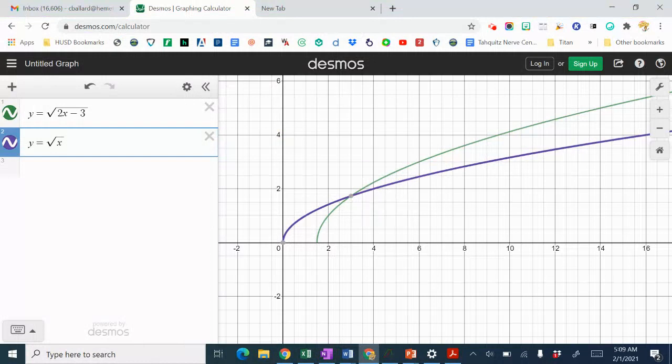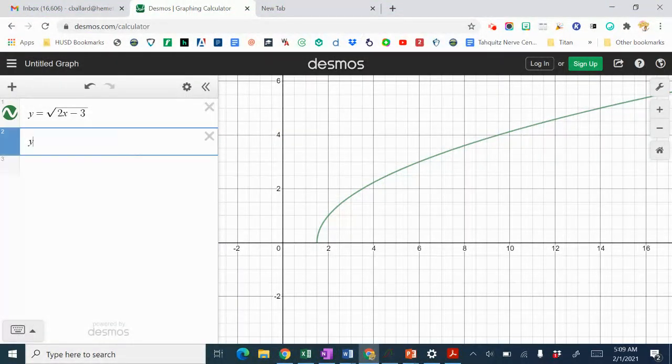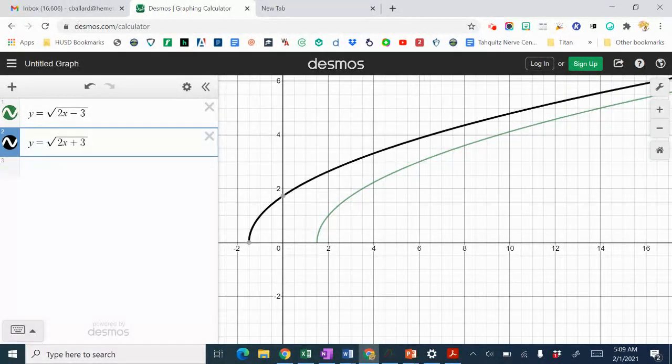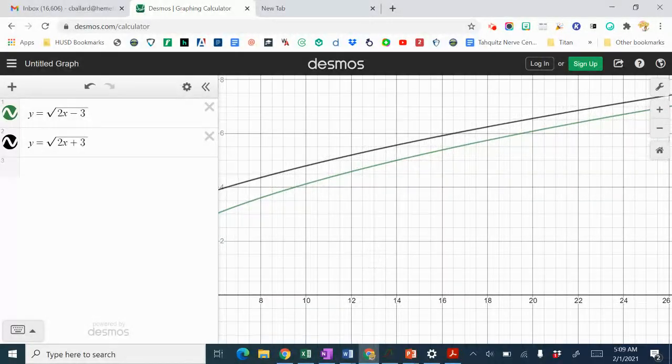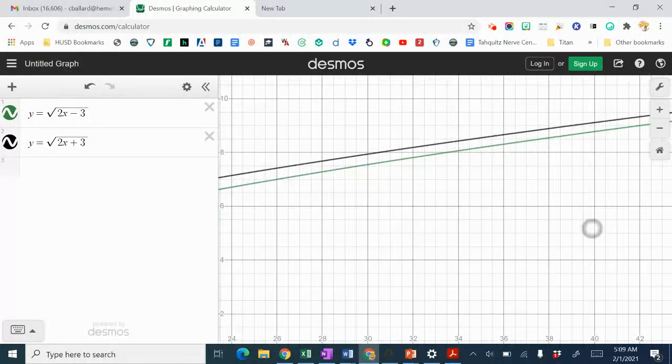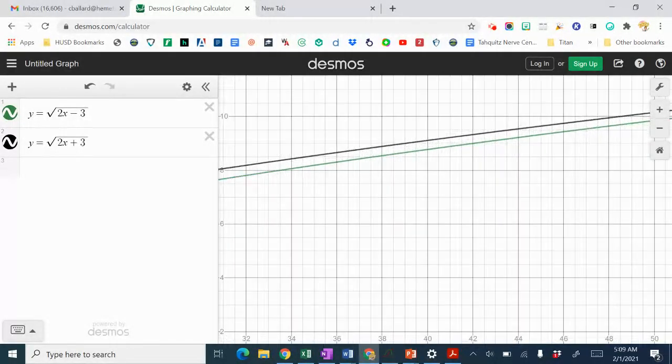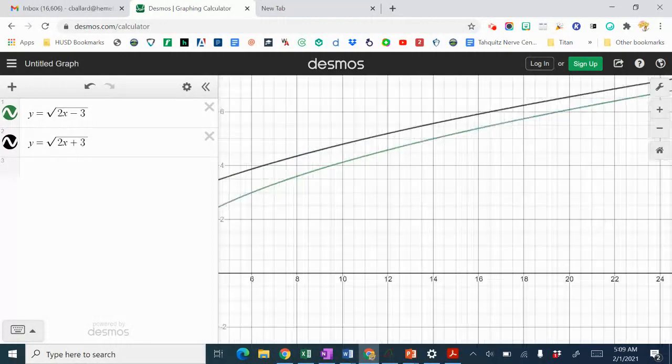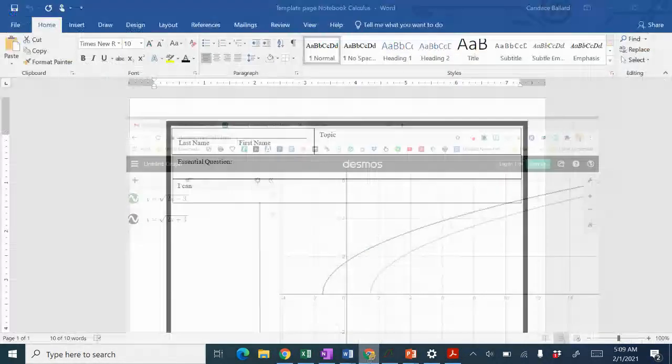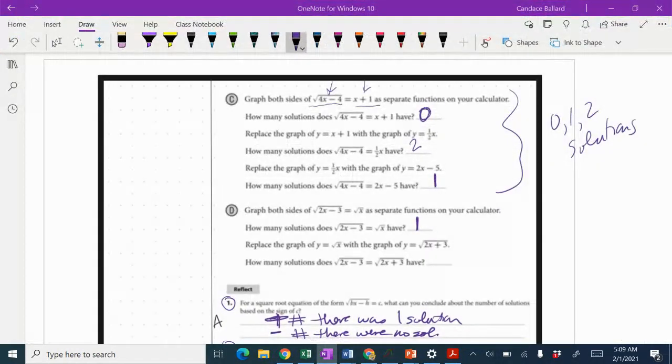So we have the same one there. We're going to put in y equals square root of 2x plus 3. Ooh, look at these guys. They never cross. Check that out. So never cross. So there's no solutions on that one. 0 solutions.